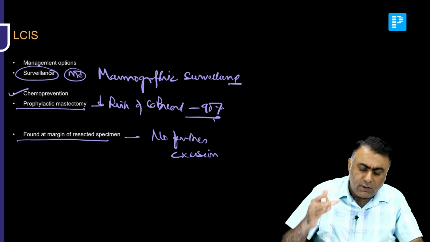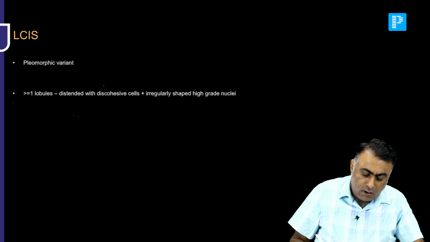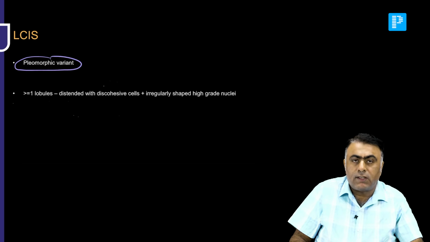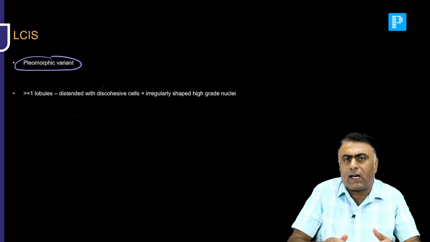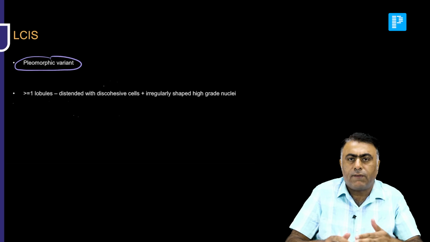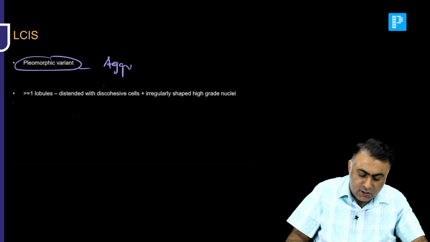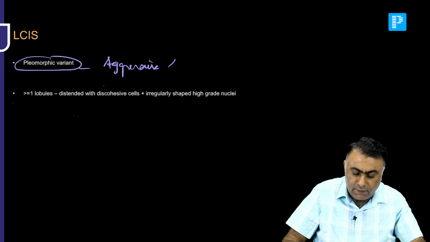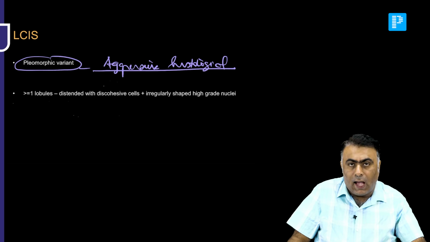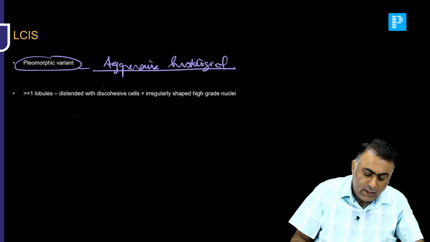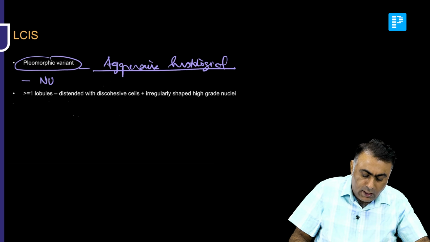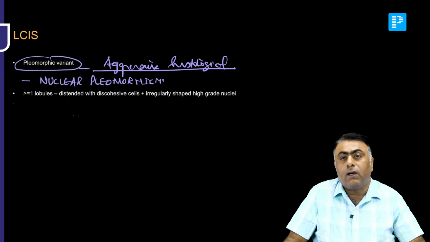Because we can have a variant of lobular carcinoma in situ called the pleomorphic variant. The pleomorphic variant of lobular carcinoma in situ was described a little recently, and it is considered an aggressive histological subtype. As the name suggests, the pleomorphic variant has extensive nuclear pleomorphism, and that's why it is called the pleomorphic variety of lobular carcinoma in situ.